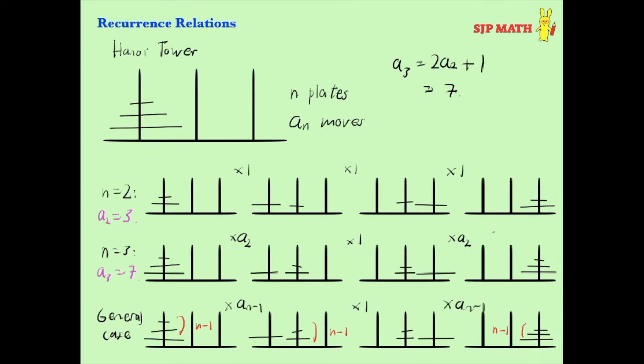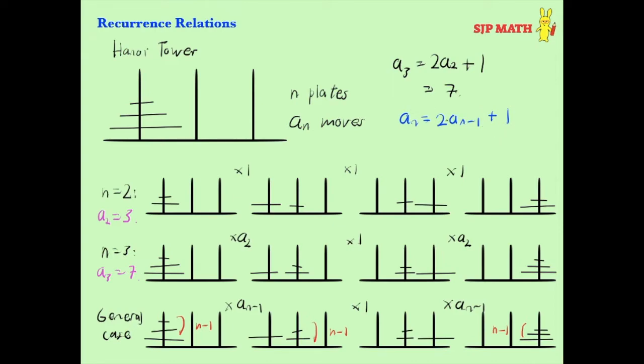So in general, I'll write this in blue. In general, An is equal to 2 times A(n minus 1) plus 1. And there we go. We found the recurrence relation for the Hanoi Tower. So in general, the minimum number of moves needed to move n plates, An, is equal to 2 times the minimum number of moves needed to move n minus 1 plates, plus 1.